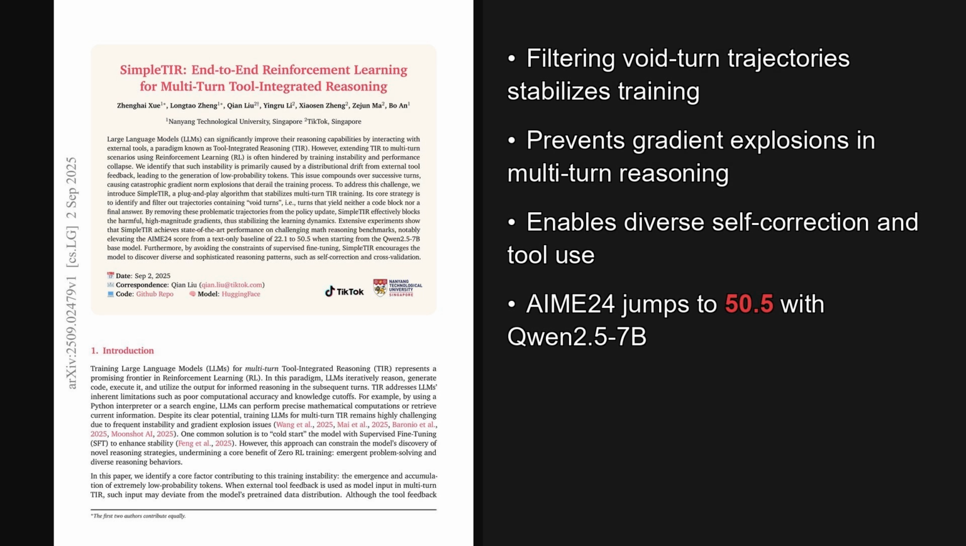Wrapping up, two takeaways stand out. Filtering trajectories with void turns stabilizes multi-turn tool integrated reinforcement learning by preventing gradient explosions, and this stability unlocks strong reasoning gains, like 50.5 on AIME24 with Qwen2.5-7B. The broader implication is practical end-to-end tool use without supervised warm starts.